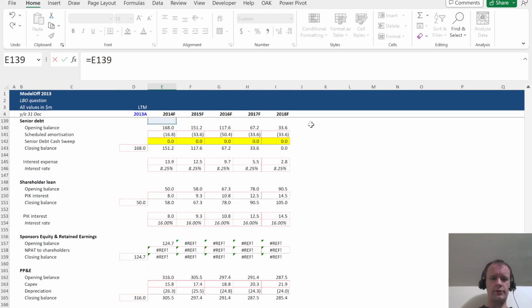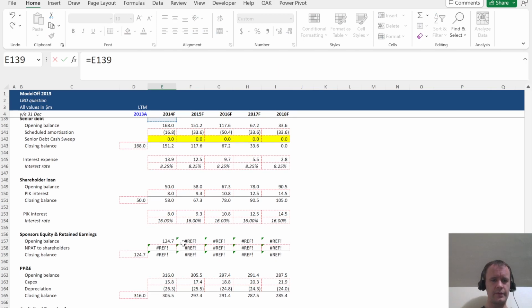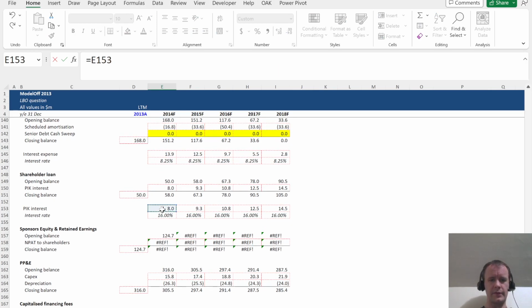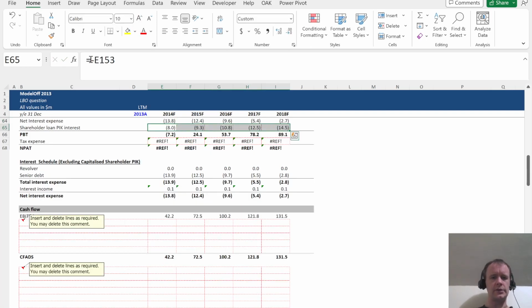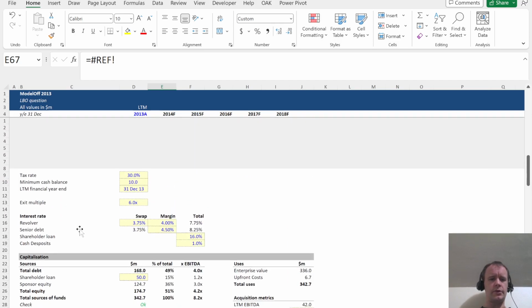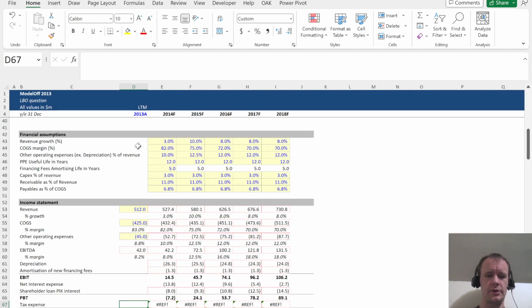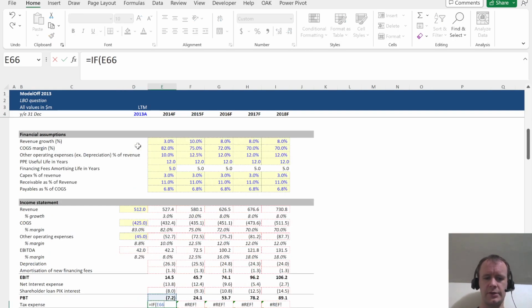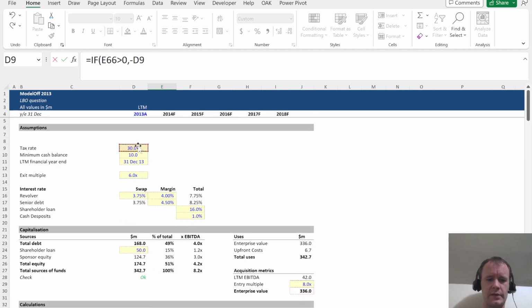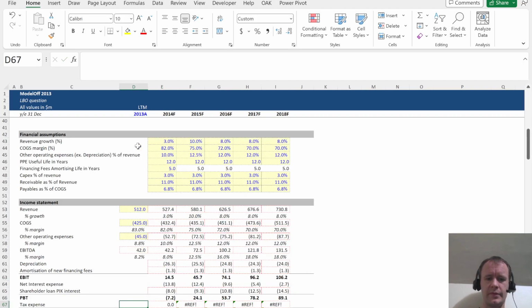Shareholder PIK loan interest we have down here. Shareholder loan PIK, and I want a negative sign on that because it's an expense, even though it's non-cash. And then tax expense, we've got, I've never totally understood why, but tax rate is very often listed as like the very first assumption in models like this. So anyway, go figure. So here we're going to say if this is greater than 0, then minus 30% block times that, which is E66, otherwise 0.